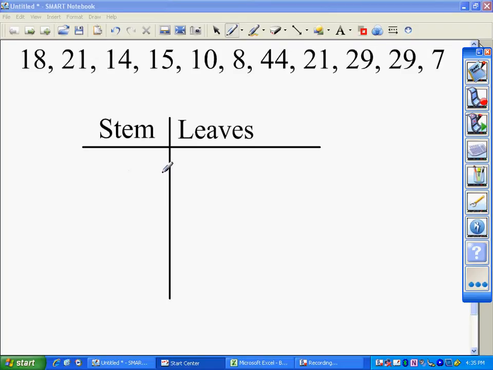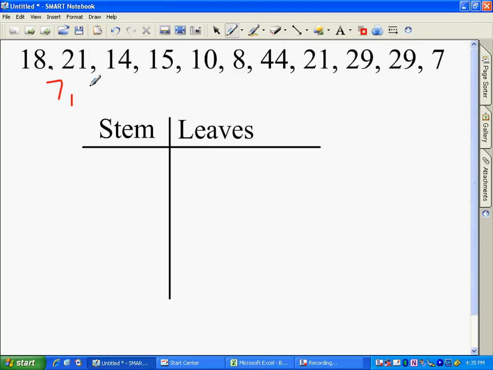So there's a couple of ways you can do it. One, you can reorder your numbers from smallest to largest here, or you can go through and put your stems and put your leaves and then just play around and make sure they're in order from least to greatest. I'm going to write them in order from least to greatest just so that I make sure I include everything and I don't mess up.